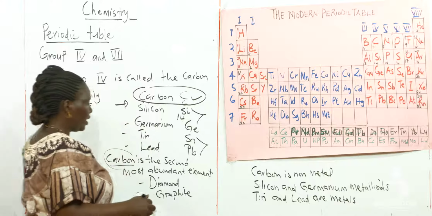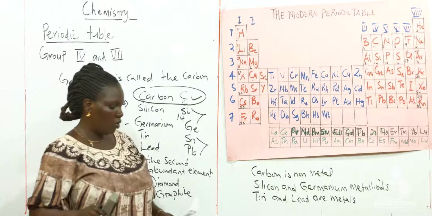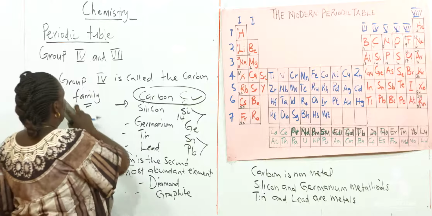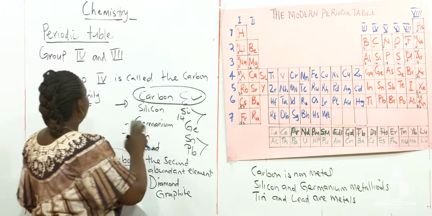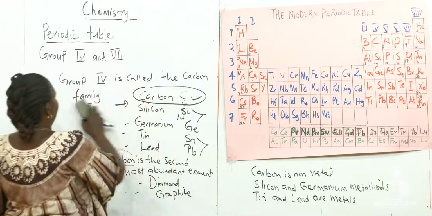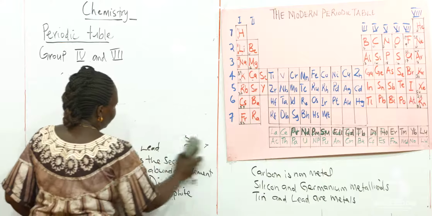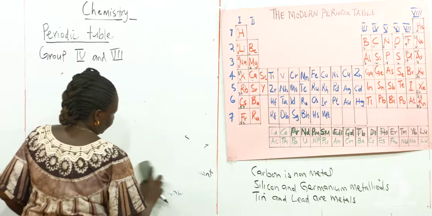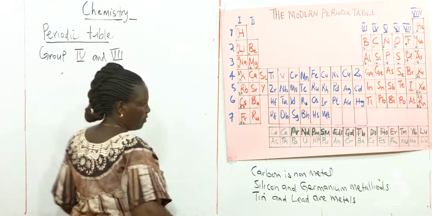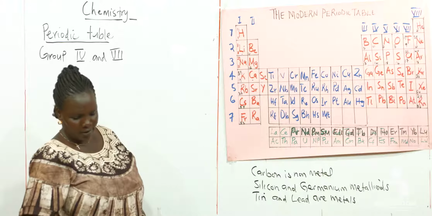And then, as I mentioned, carbon is found in almost all living things. In the structure of proteins, we have carbon. In the food that we eat, we have carbohydrates. Carbon is there, and carbohydrate is a product of a plant.